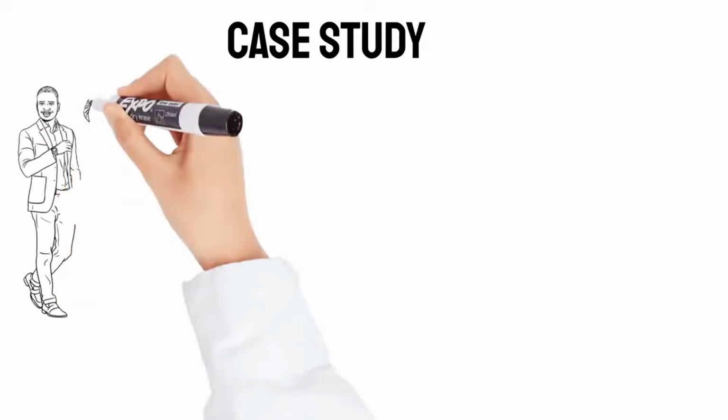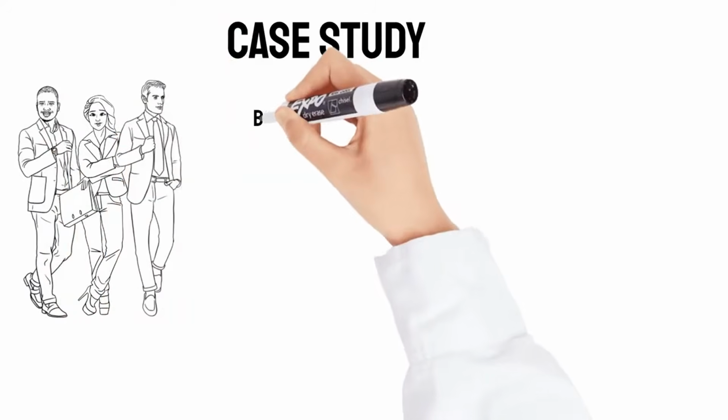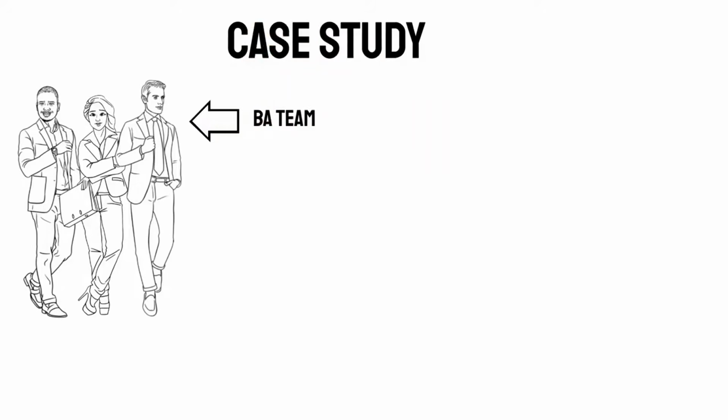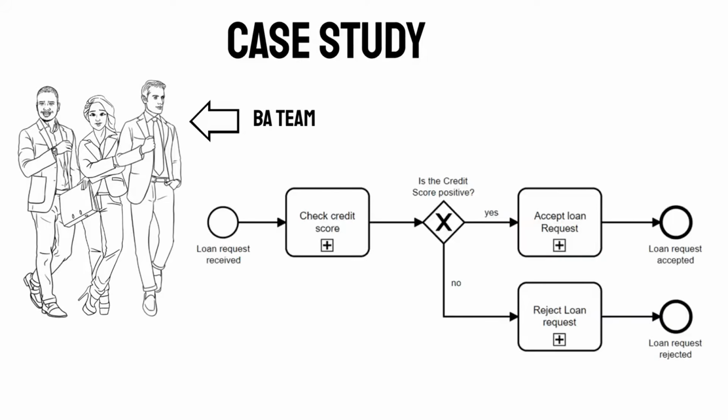So let's assume in your team of business analysts, you and other business analysts analyzed a business process. Let's say you're working in a financial institution, for example in a bank, and the business process for receiving a loan request could look as follows. So the process is starting, you're checking the credit risk score, and based on this you either accept the loan or you reject the loan, depending on whether the credit risk score is positive or negative. That is the business process.